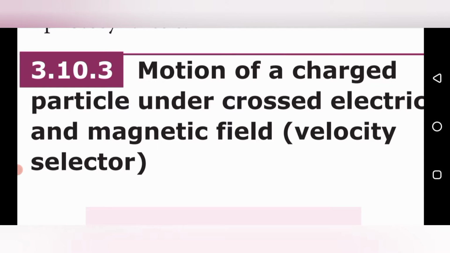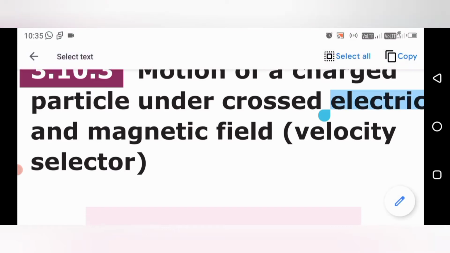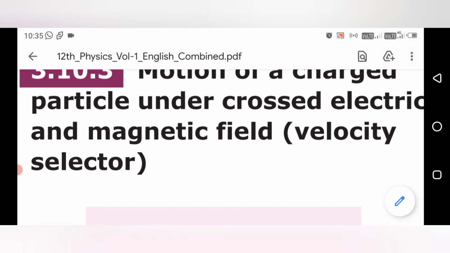Here the word crossed is referred to as perpendicular between the electric field and magnetic field. So crossed means the electric and magnetic fields are perpendicular to each other.